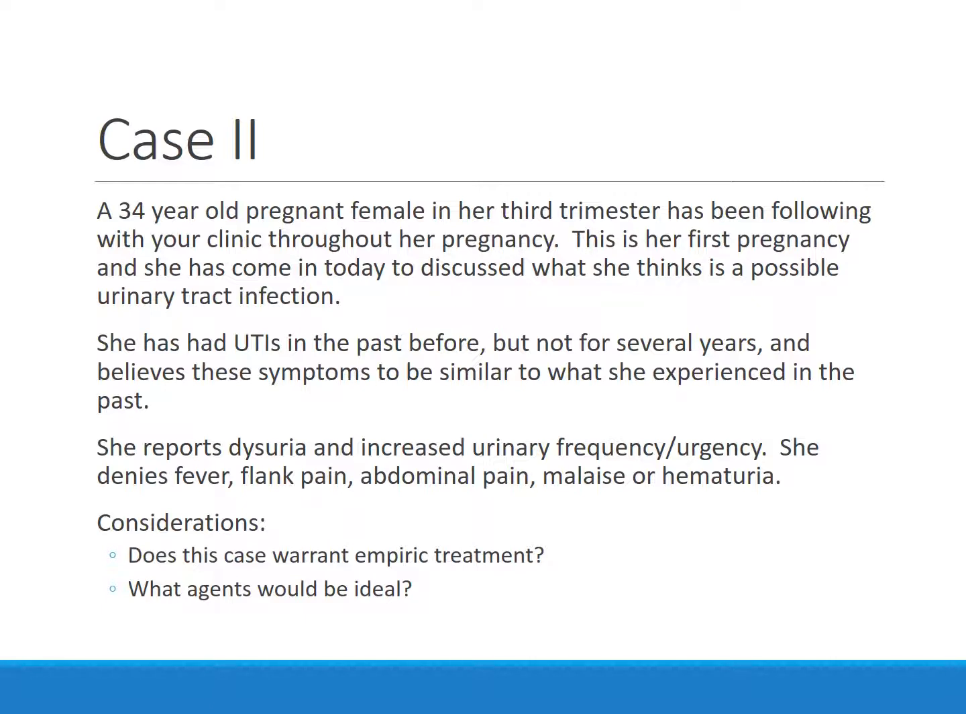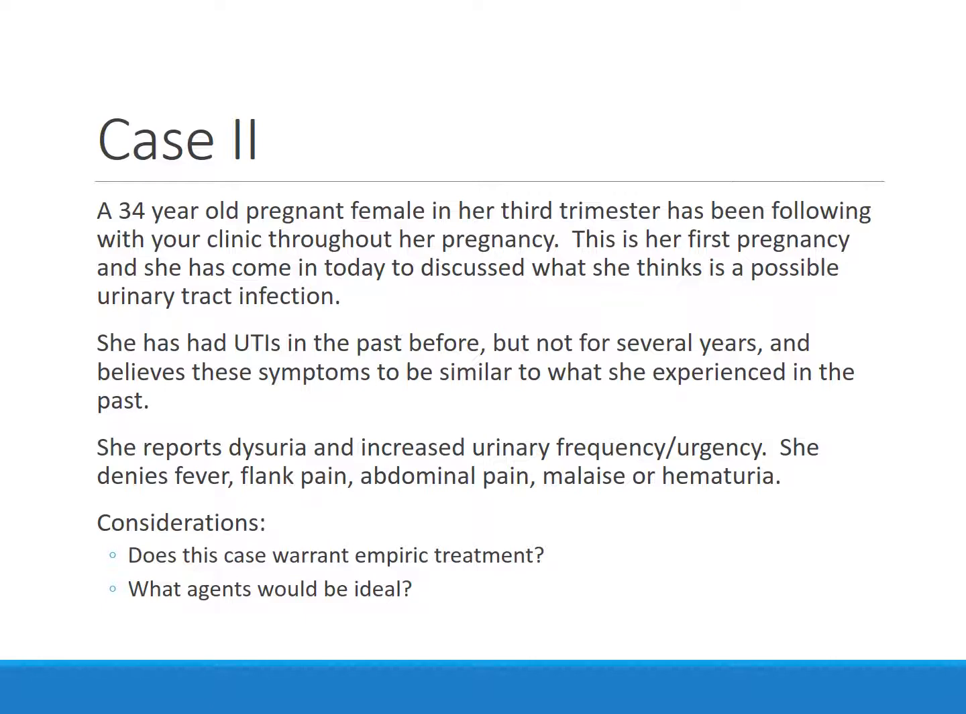Pyelonephritis, you think about involving the kidneys and being maybe more of a systemically involved infection. So having flank pain, abdominal pain, fever would be indicators that's more involved than just your standard lower UTI. So what agents would be ideal? I think I've said this so many times throughout this lecture. This should be, again, hopefully right off the top of your head.